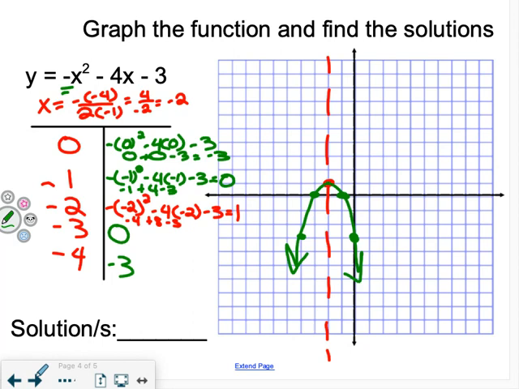So our last piece here is now what are our solutions? So we check to see where does it cross our x-axis. It crosses it twice at the points negative 1 and negative 3. So that is it for today's review on 9.1 and 9.2.